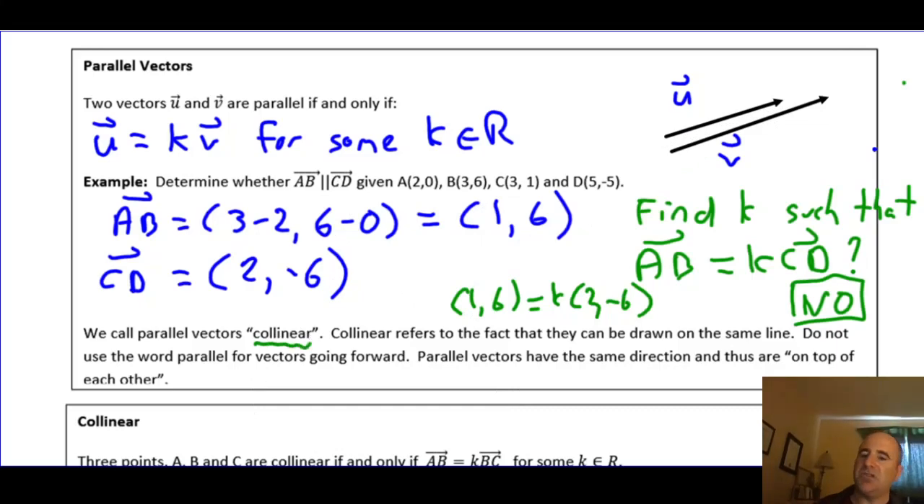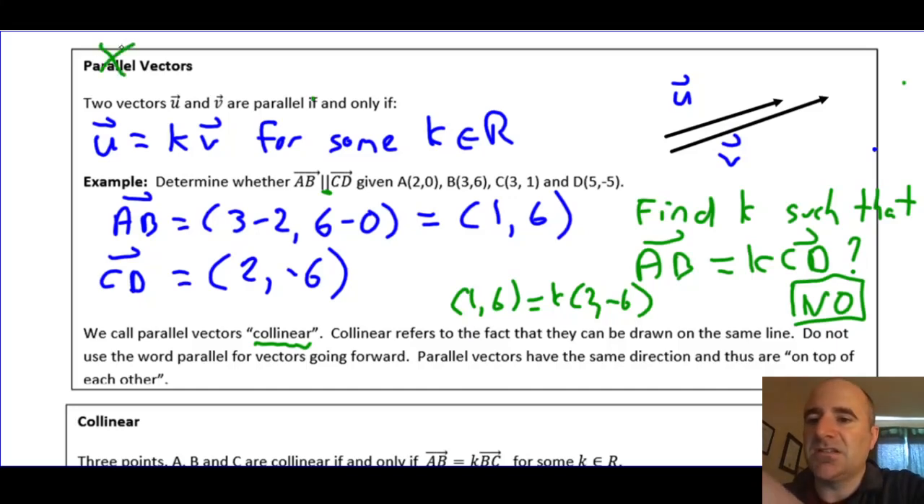Going forward, please don't use the word parallel. I mean, this is ugly. Ugh. A parallel symbol between 2 vectors? No, we just say that they're collinear. Or we say that AB equals K times CD if they are, meaning that they are collinear, can be drawn on top of each other or are on top of each other. Okay, collinear vectors have the same direction or opposite direction, I should actually say. So collinear means they could be the same direction or opposite direction.